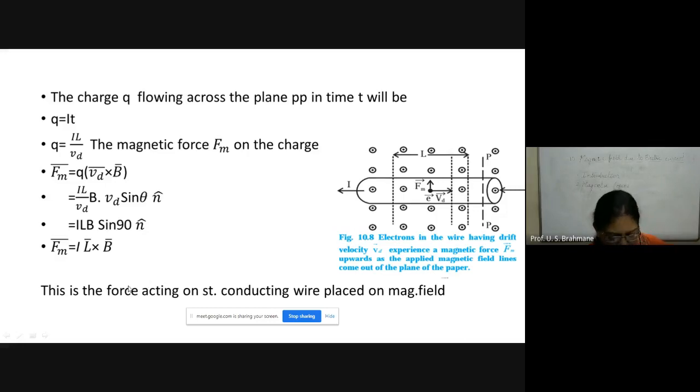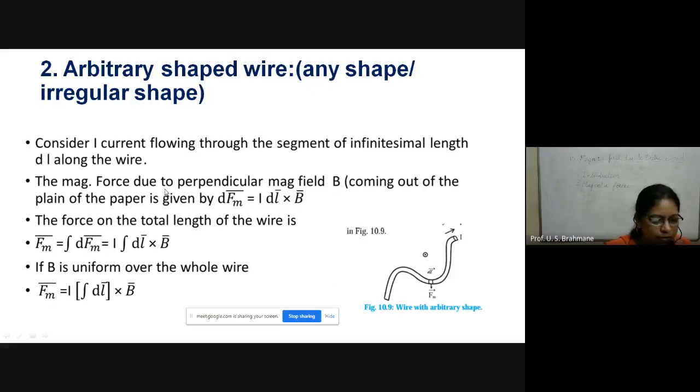Now the second one which we are going to take is the arbitrary shaped wire. Here you can see that the shape of the wire is arbitrary, that is any shape or irregular shape. We are going to consider a small element dl, and the current flowing is I. Consider current I flowing through the segment of infinitesimal length dl along the wire. This is a small part of the element which we are taking, and the current I is constant, or we can say it's a uniform current.